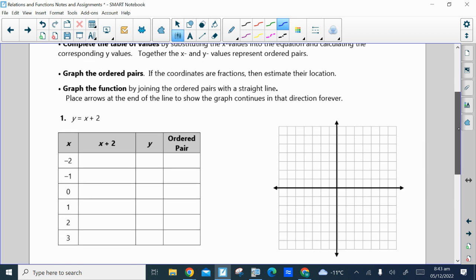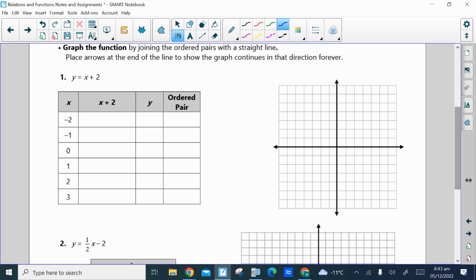And at the end there, it says place arrows at the end of the line to show that the graph continues in that direction forever. So in this first example, we have a linear equation. This is a first degree equation because there are no exponents on either the x or the y. It's y with no exponent, which really means it's y to the 1. Same thing with x. And whenever you have an equation of degree 1, that means that it'll be a line.